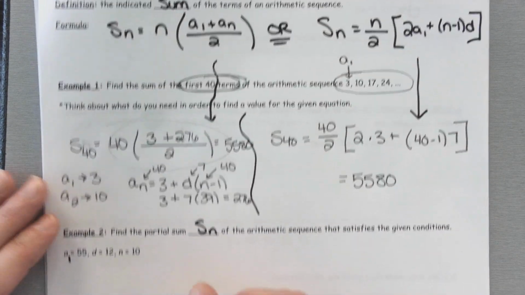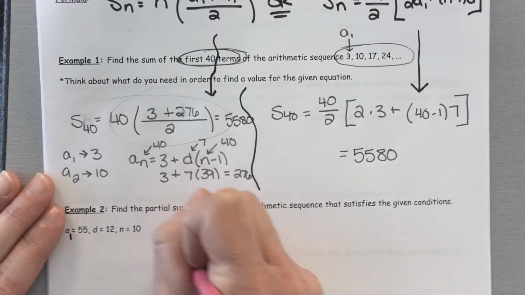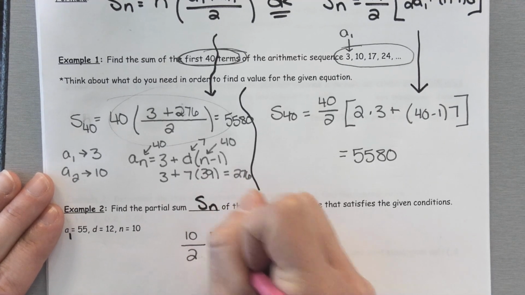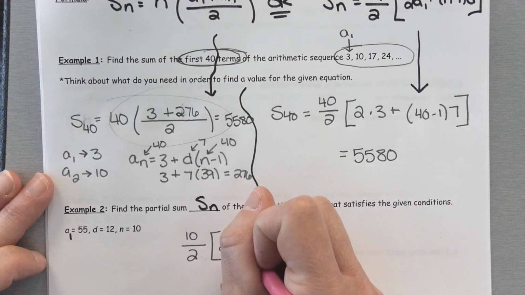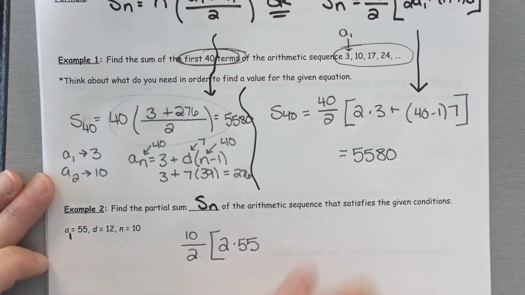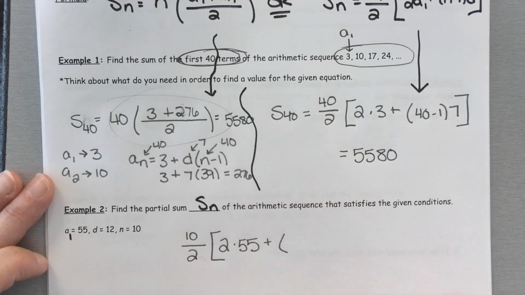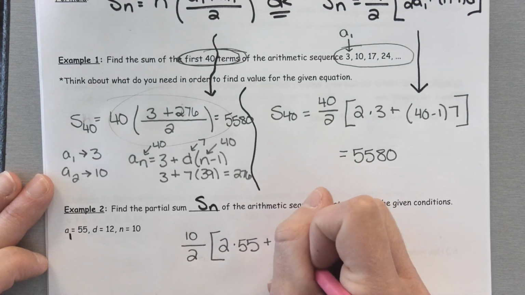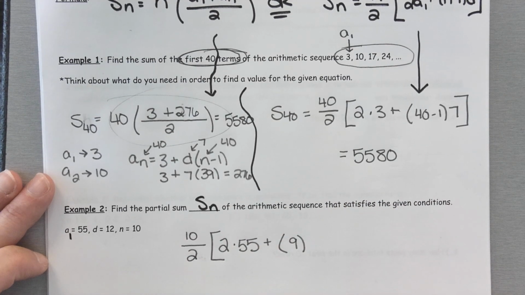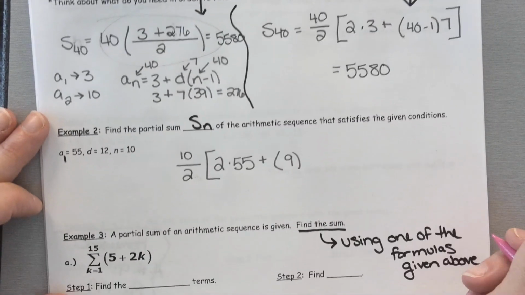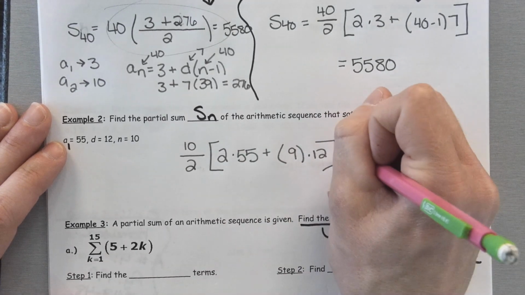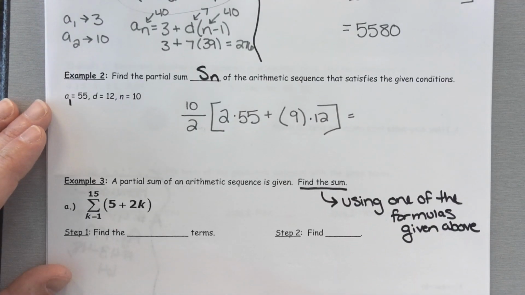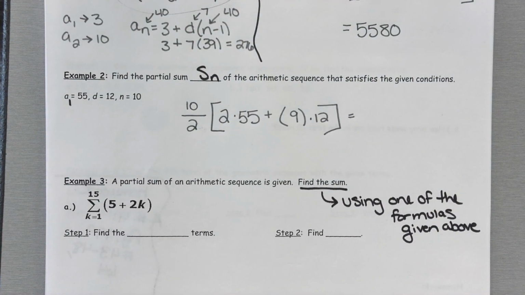All right, so n over 2. So I want to go up to 10. So 10 over 2. Bracket. 2 times a sub 1. What's a sub 1? 55. Plus n minus 1. What was my n again? 10. So 10 minus 1 is 9. I'm just going to do that math. Times the constant difference. What's my constant difference? They told me. 12. Okay, so plug that into your calculator. Again, being careful of parentheses and division and making sure we're doing all the right things in that aspect.